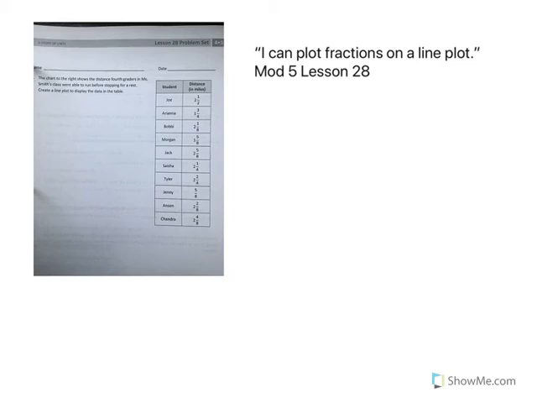Hi, fourth graders. Today we're going to be working on Module 5, Lesson 28, and our goal for today is to be able to create a line plot where we plot our fractions. So I can plot fractions on a line plot.